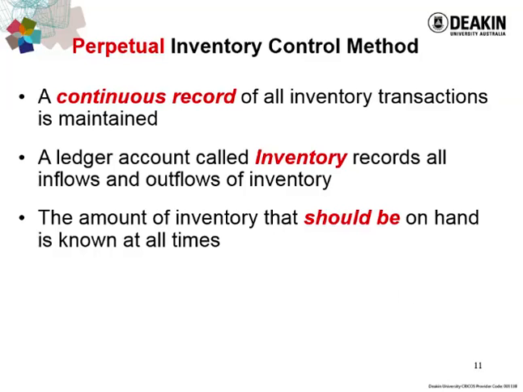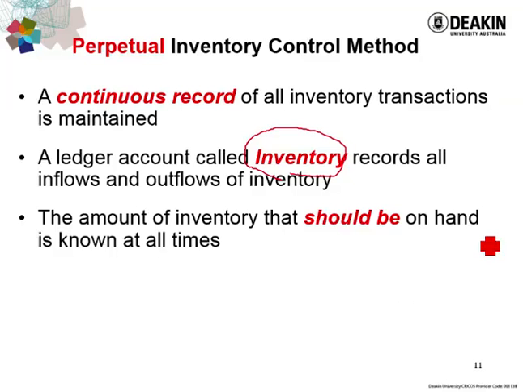Under the perpetual inventory method, we use inventory account to continuously record inflows and outflows of inventory. Therefore, we have continuous records of cost of goods sold and closing inventory. In other words, with this method, we can tell the amount of cost of goods sold and inventory immediately.